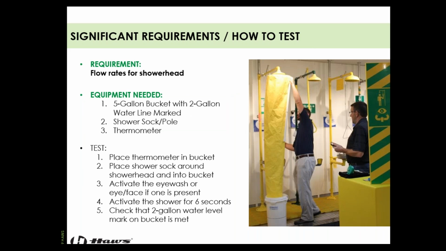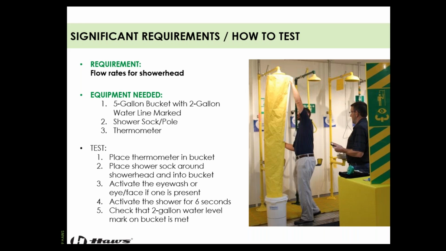Now, to test the shower flow rate, you're going to need that 5-gallon bucket. You're going to need the shower sock, unless you want to take a soggy walk through your facility to go change. They call them drenched showers for a reason, and the thermometer. Okay. Now, the test is very simple for this. Place the thermometer in the bucket. It's going to take that temperature while it fills up.